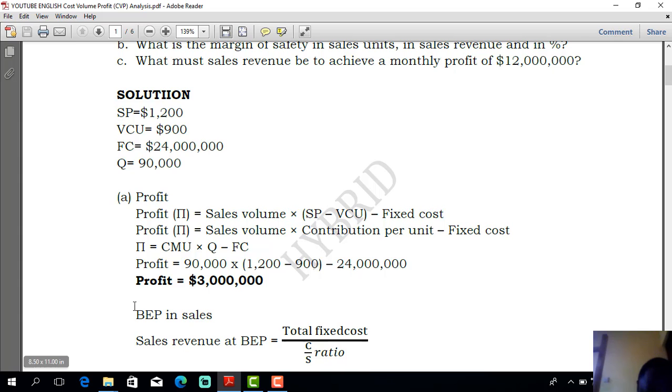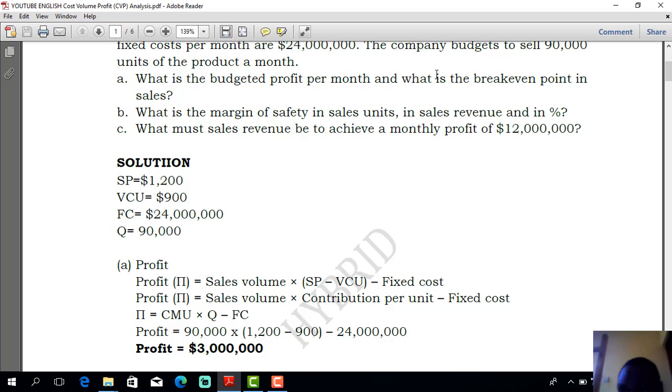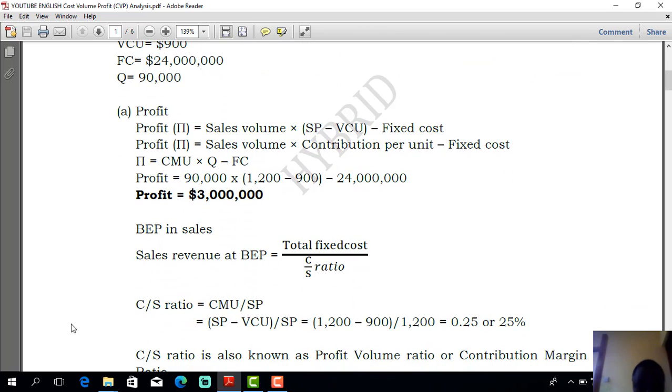Then we are told to compute the break-even point in sales. How do you obtain the break-even point in sales? I think you have to remember this: break-even point is the point at which sales just manage to equal costs. Or simply speaking, break-even point means a zero profit.